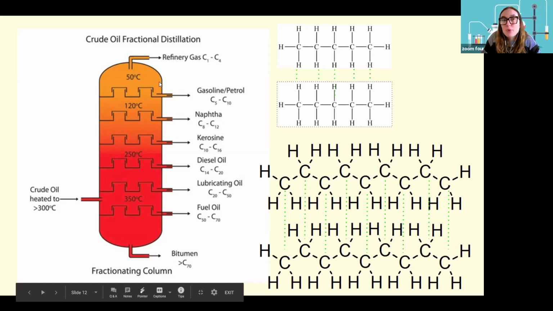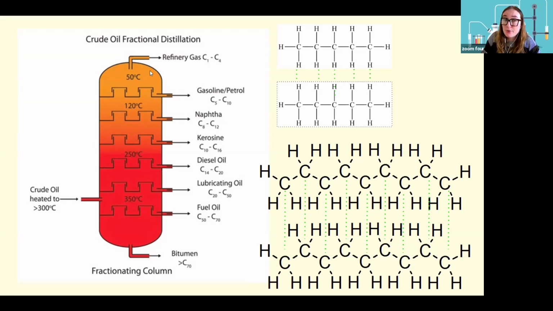As you go up the fractionating column, as you go higher up, the temperature gets lower, and different fractions condense at different temperatures based on their boiling points. Those with the highest boiling points condense at the bottom of the tower, and those with the lowest boiling points can remain as a gas at cooler temperatures, so condense nearer the top. Some remain as a gas and are collected as a gas.